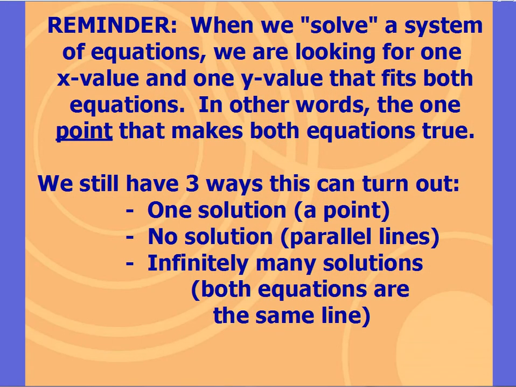Just a reminder before we start on an actual problem: when we solve a system of equations, we're looking for an x value and a y value pair that fits both equations. In other words, points that make both equations true. We still have the three different ways that our systems can turn out. We can have a one solution system where our solution is a point. We can have a no solution system where our graph would be a set of parallel lines that never cross, and infinitely many solutions where both equations turn out to be exactly the same line.